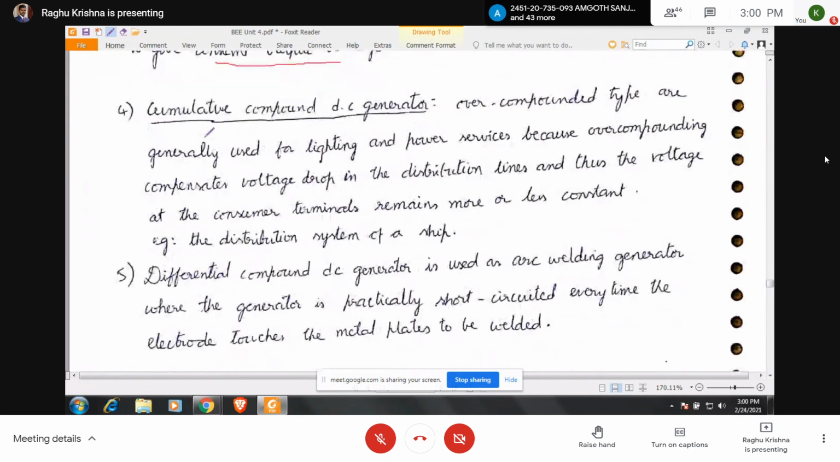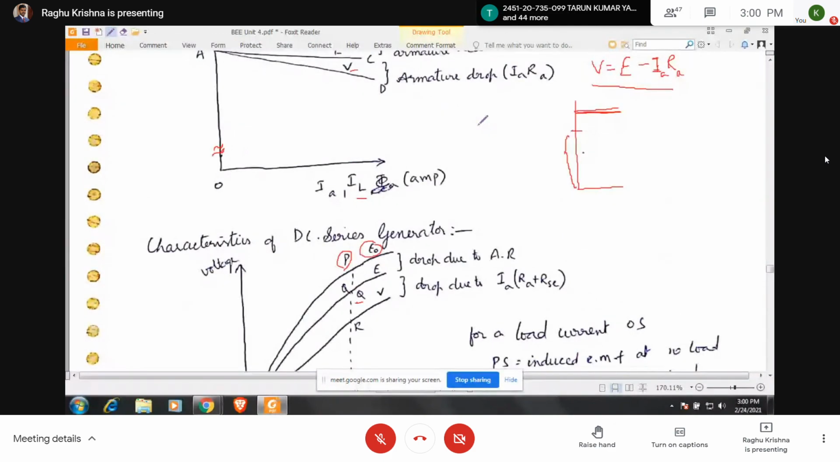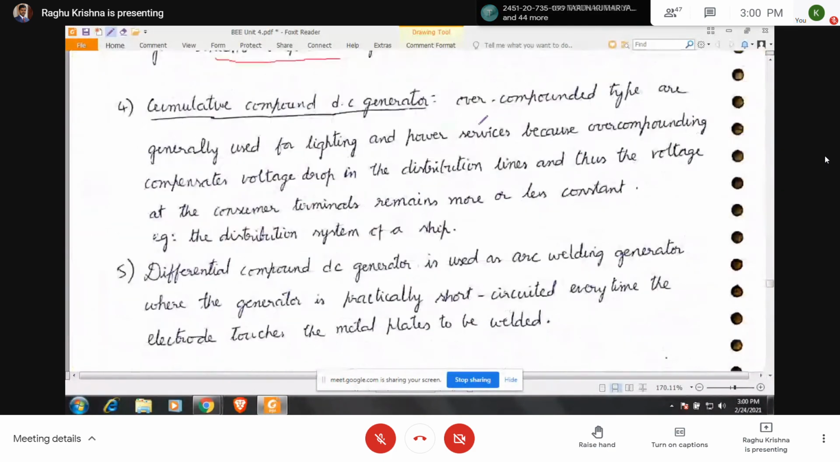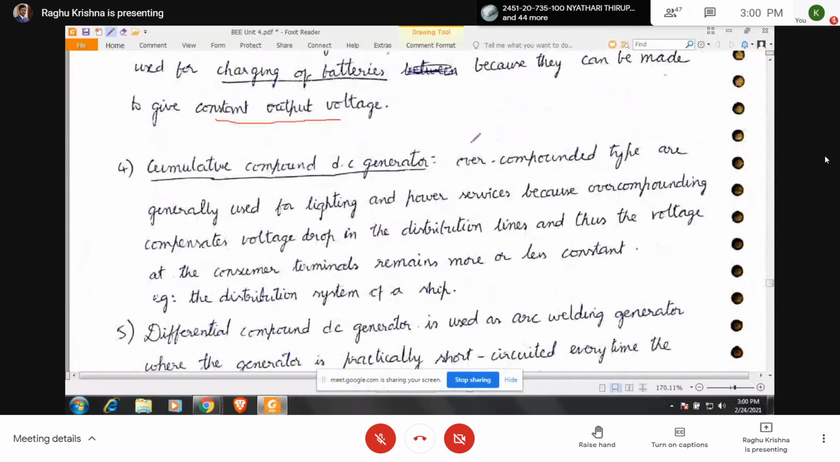Next one is the cumulative compound DC generator. There are three types: over compound, level compound, and under compound. The diagram I will show in the next class. Over compounded types are generally used for lighting and power services.